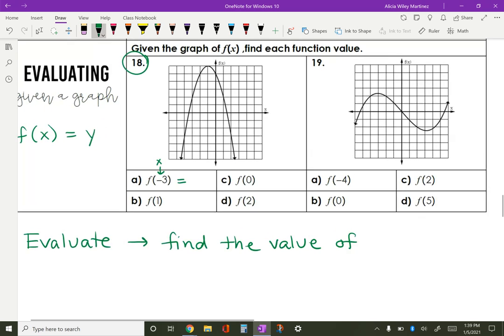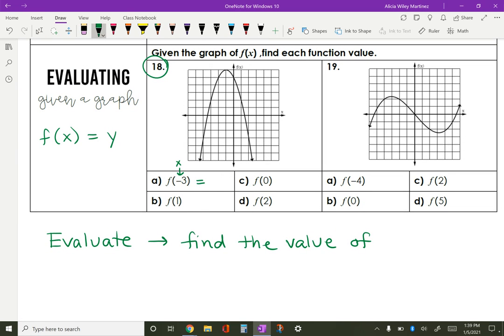So what I'm going to do in my graph is look where my graph hits the x value of -3. So my x value of -1, -2, -3 is right here. I'm going to go along until I get to a point where I have an x value of -3. So this point right here is the point -3, 2. So that means when I input a -3, what I get out of it is the y value of 2. So the value of f of -3 is 2. That is your answer. It's 2.